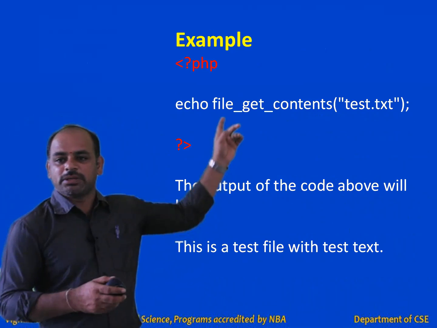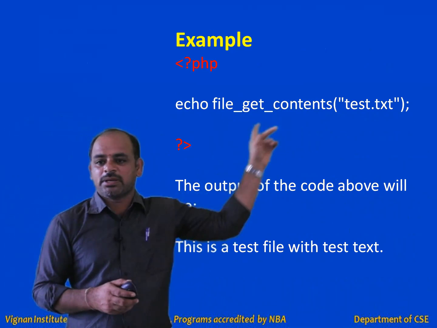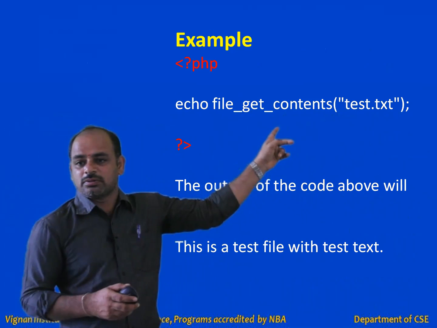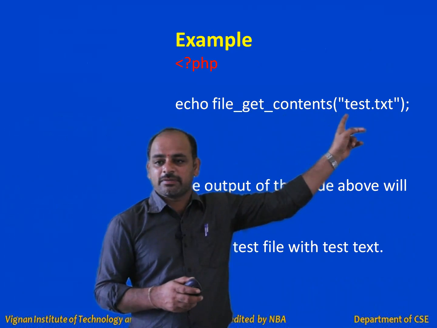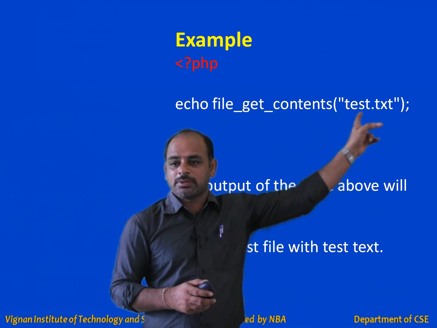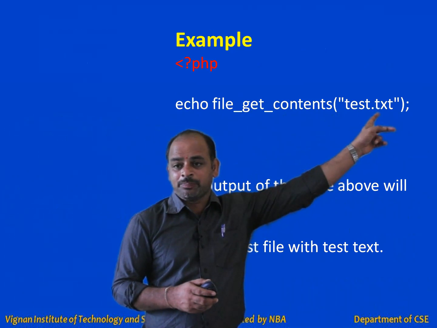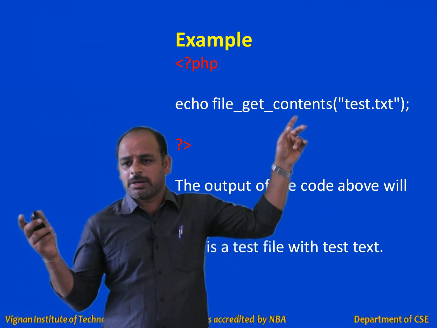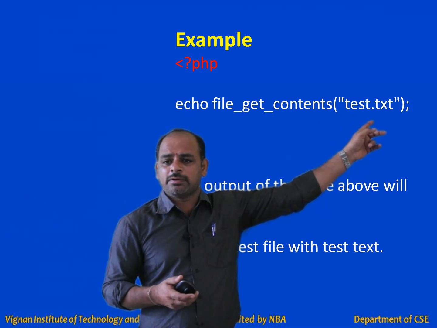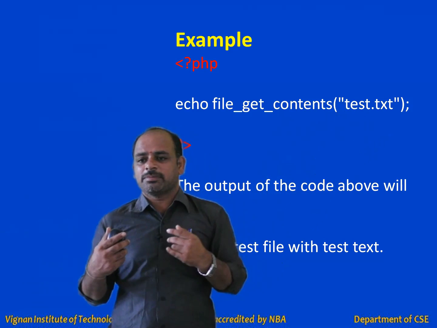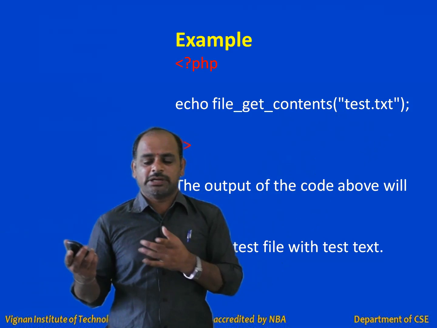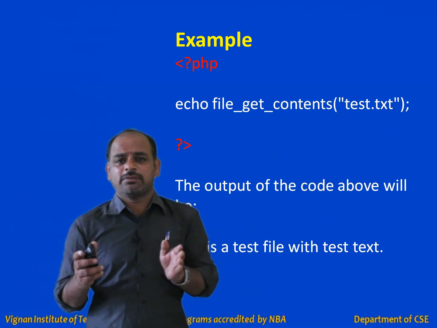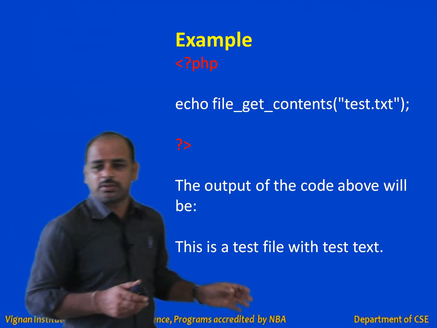So this is an example. Here I am using only one parameter, file_get_contents and test.txt. It reads the content from test.txt, because I am giving only one parameter, right? I am not specifying any starting point or number of bytes to be read. By default it reads all the content from that particular file, test.txt. The entire file will be read and a string created, and within that string variable the content will be stored. You can see the output here.